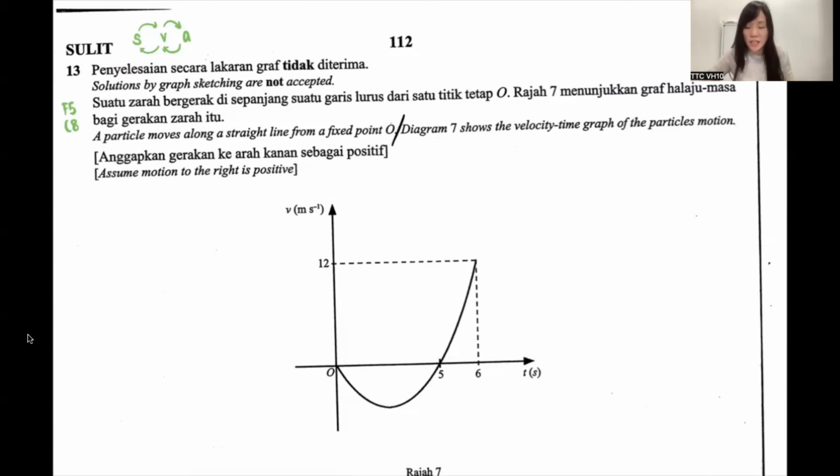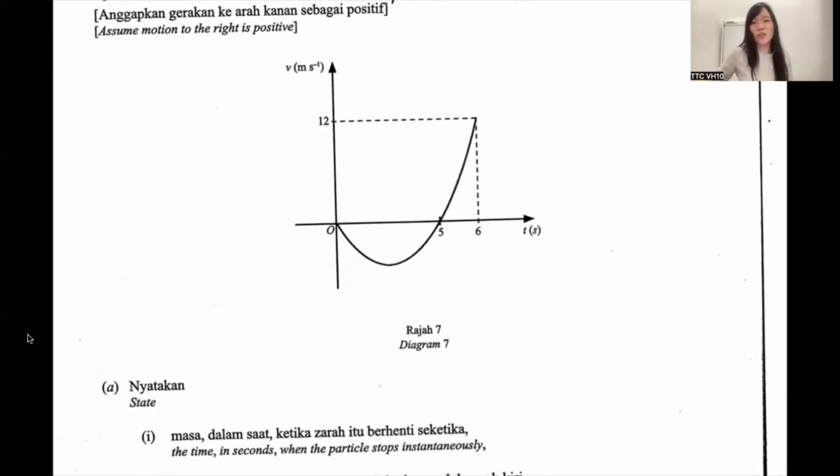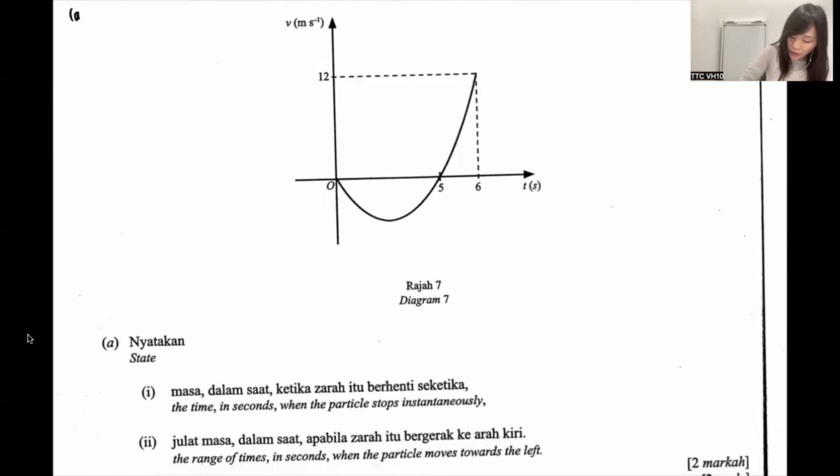That's why positive, okay? So this is what they try to say. And then assume motion to the right is positive. So yeah, right side normally is positive. So with all this, let's start from A1.